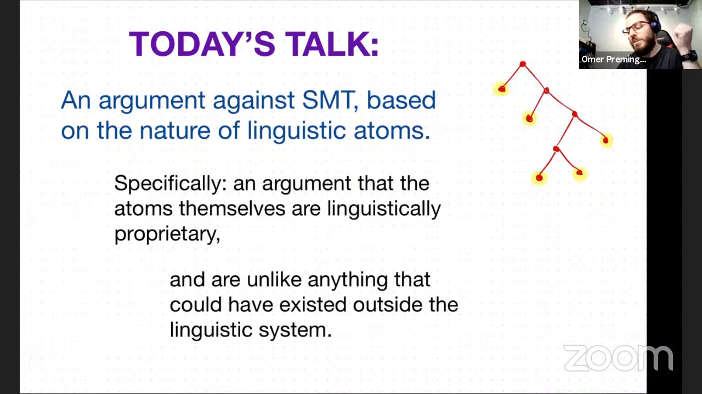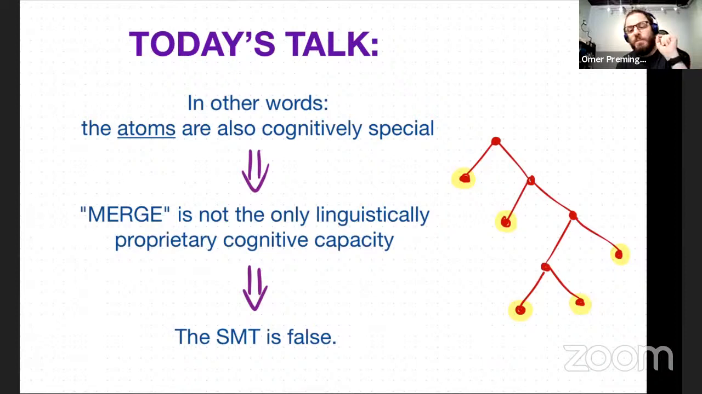So if the atoms of linguistic computation are themselves cognitively special, that is, they don't resemble anything that one finds in other cognitive domains, that entails that merge is then not the only linguistically proprietary cognitive capacity, which would then be a falsification of the strong minimalist thesis. So that's going to be the structure of today's talk.